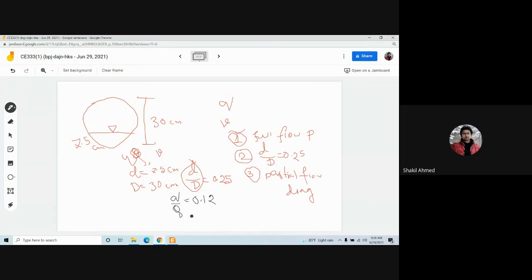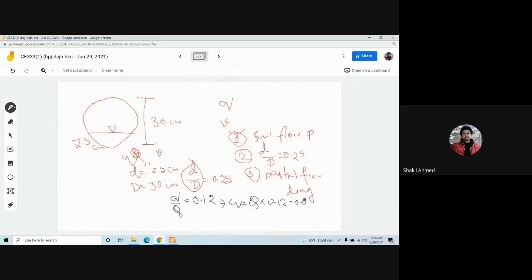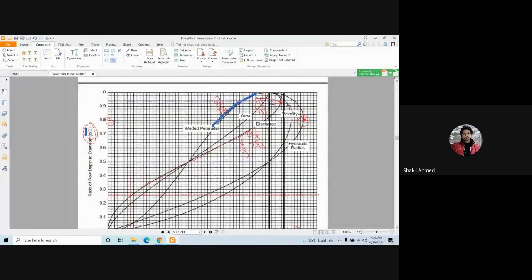Clear? Yes, sir. Now it's easy. You know capital Q, you calculate small q. So small q equals full flow discharge times 0.12, where the full flow discharge was 0.061. 0.061 multiplied by 0.12, whatever the value is, in meter cube per second. Then make it clear. Similarly, you need to know small v by capital V from this figure. Let's look at this. Where is the velocity one? This one is the velocity.